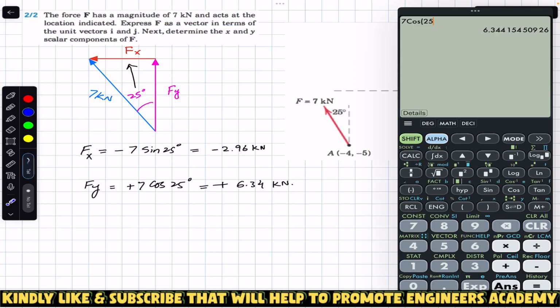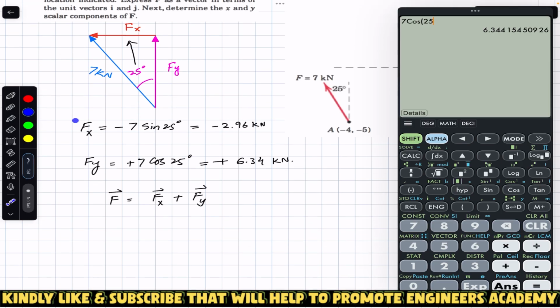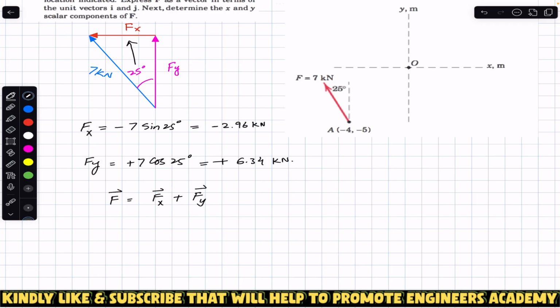Since we were asked to express this force F in terms of the unit vectors i and j, we can always say that the F vector is equal to the F_x vector plus the F_y vector. We know that F_x has a magnitude of 2.96 kilonewton, and it is acting in the negative x direction. So this is the scalar component of that force F, and this is the scalar component of that force F, which has a magnitude of 7 kilonewton. Now the F_x vector will be equal to the F_x magnitude, or the scalar component, times the unit vector.